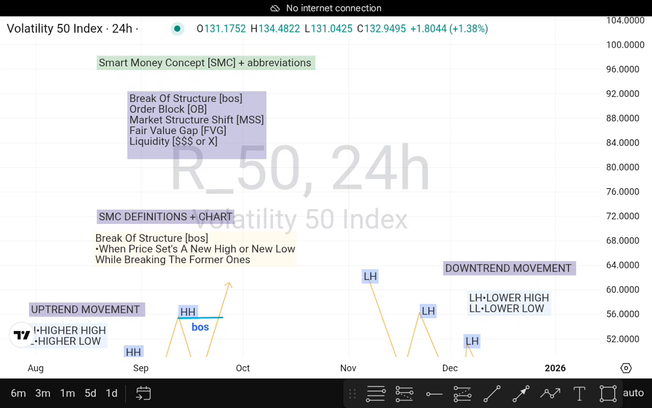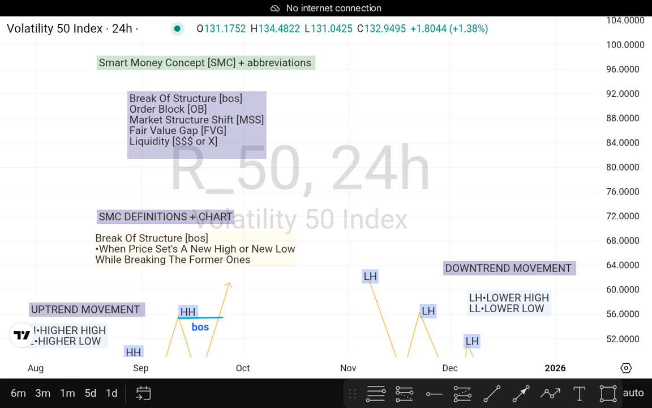Then BOS in full is break of structure. OB in full is order block. MSS in full is market structure shift. FVG in full is fair value gap. Then liquidity in short is just X, or maybe we'll see the traders return the dollar currency, the triple S, guys.